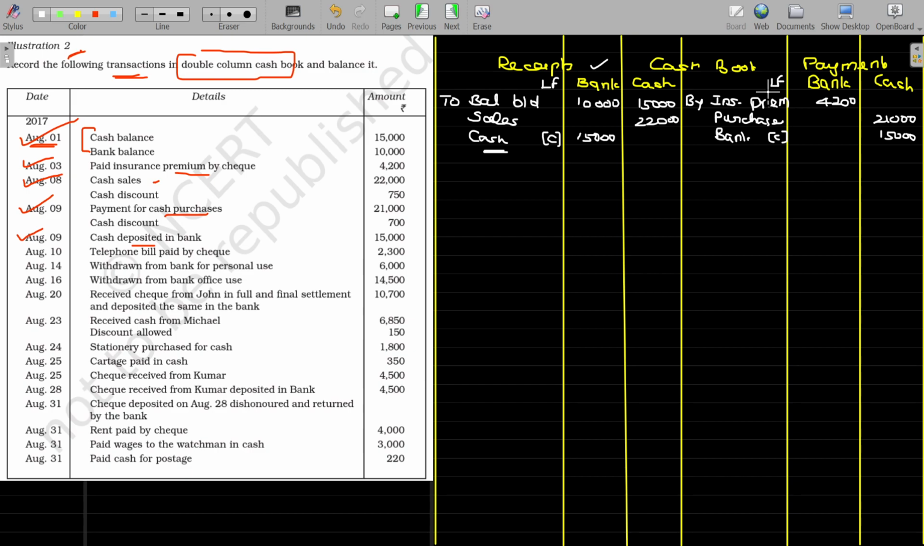Similarly, it's also a journal entry. The cash book is not an account, it's only a journal entry, right? A subsidiary book. So from this, it should be transferable to the ledger account.